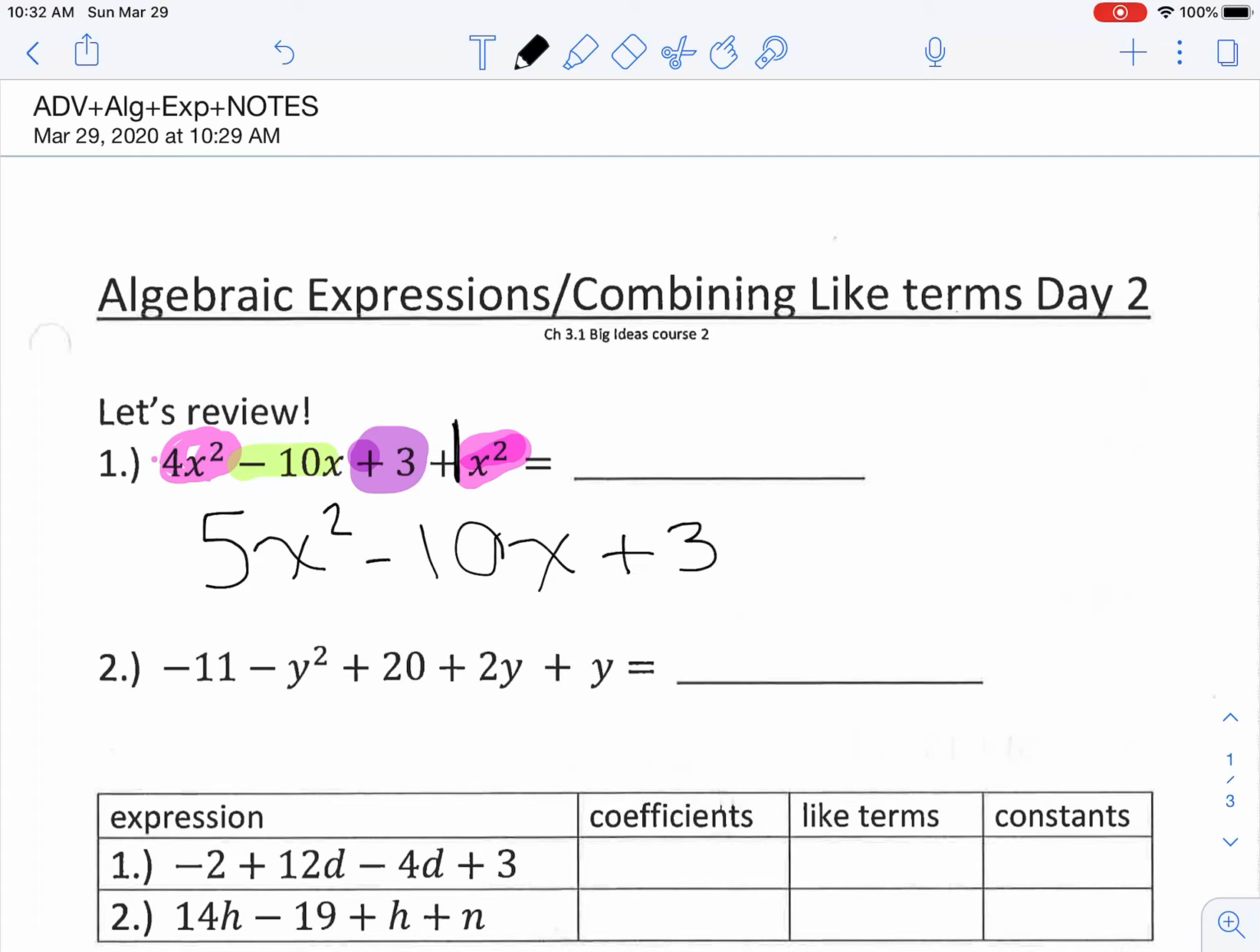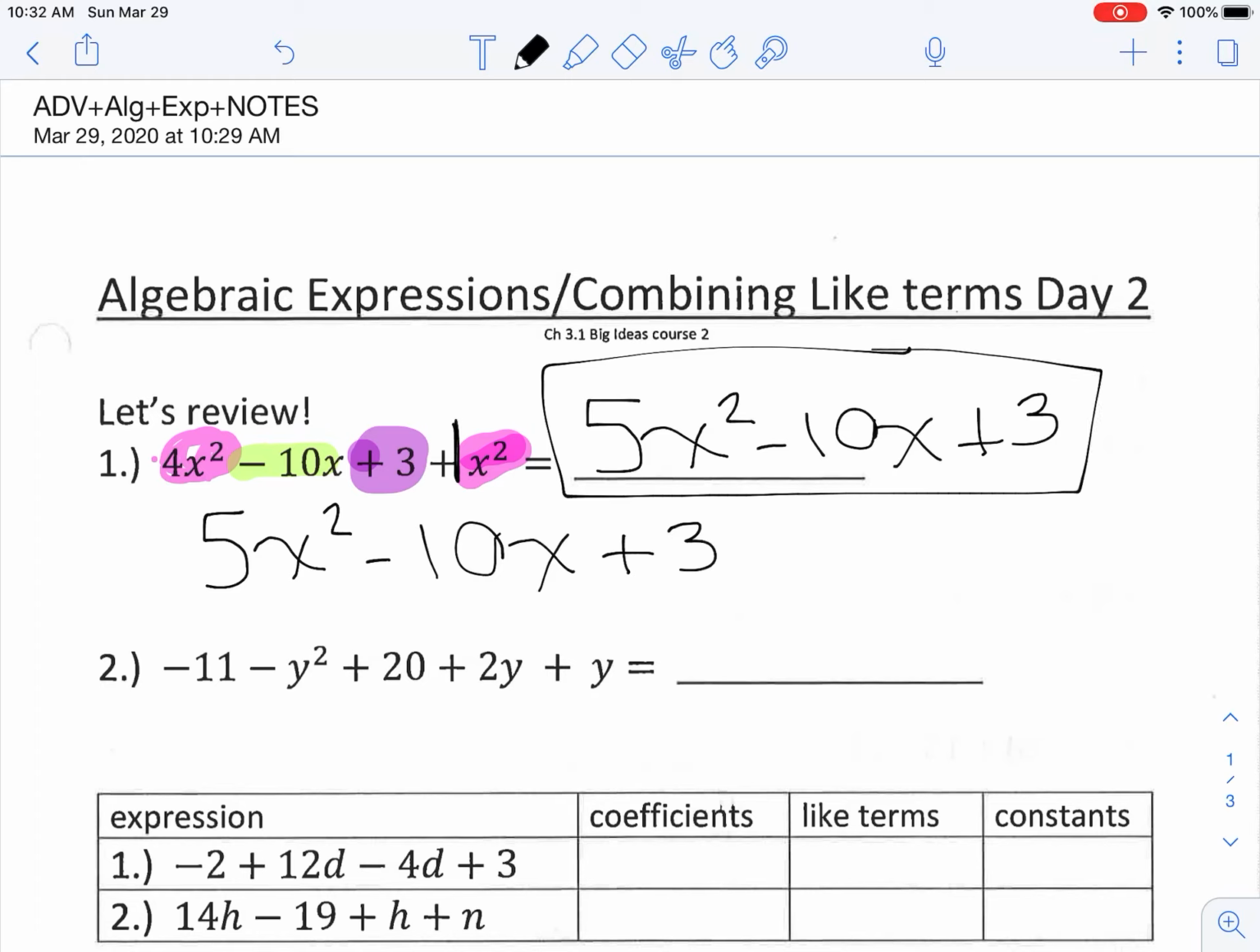So 4x squared minus 10x plus 3 plus x squared equals 5x squared minus 10x plus 3. And Miss Jardine and Mrs. Gormel always like a box around their answers.